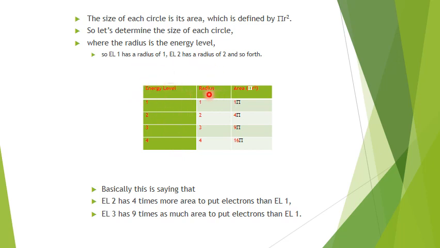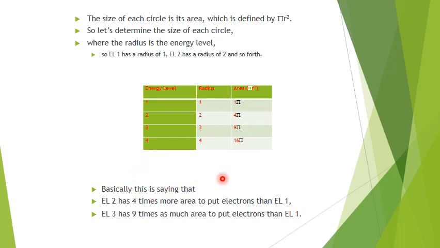Okay, so energy level 1 has radius 1, then 2, energy level 3, energy level 4. And the area of each one of them: energy level 1 is an area of 1 pi, energy level 2, 4 pi, energy level 3, 9 pi, and then 16 pi. So 1 squared pi, 2 squared pi, 3 squared pi, 4 squared pi.